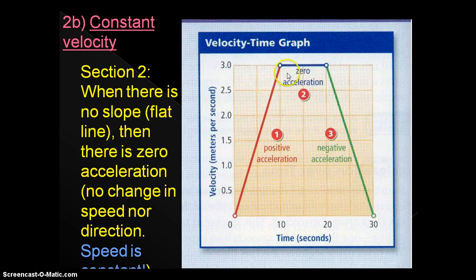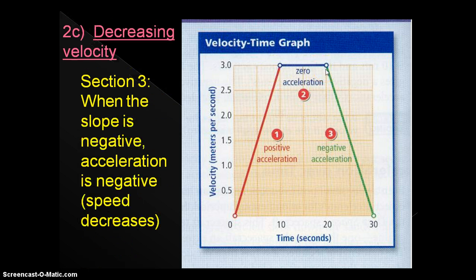On 2B, constant velocity is section 2 right here where there is no slope. It's a flat line. This means zero acceleration, which means it's moving, but it's moving at a constant speed and direction. In our old graph, in a distance time graph, the flat line means it's not moving at all, right? But in this case, because it's a velocity time graph, it shows you there is speed, and so it's moving.